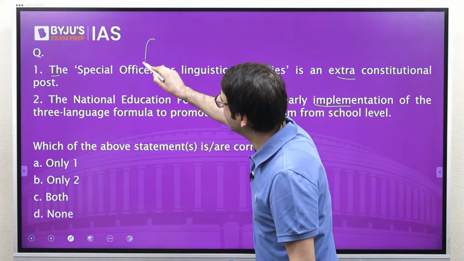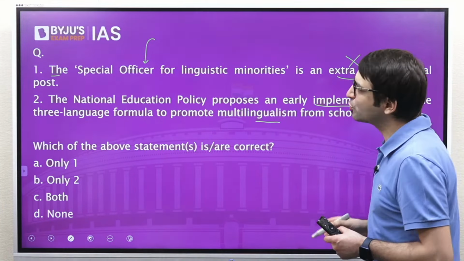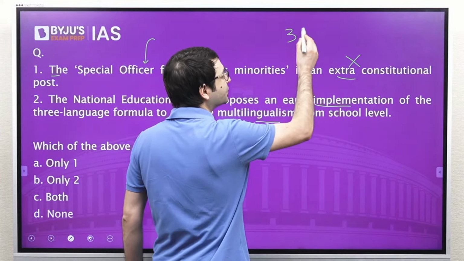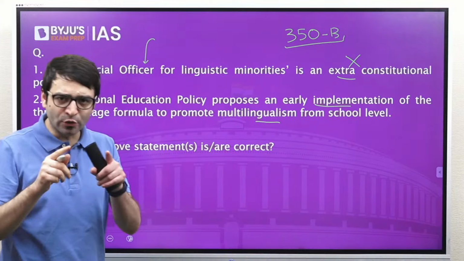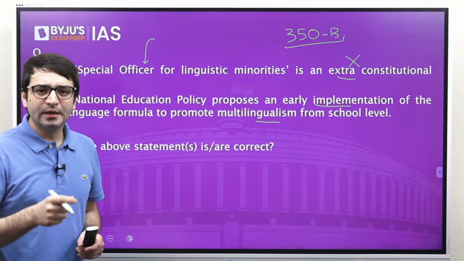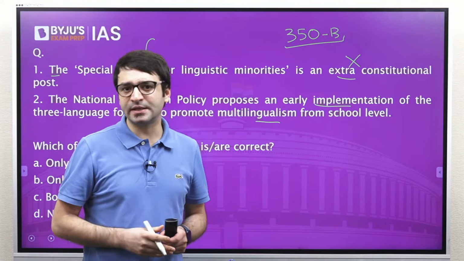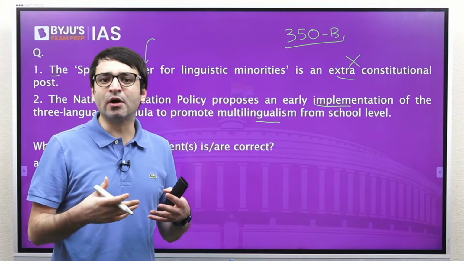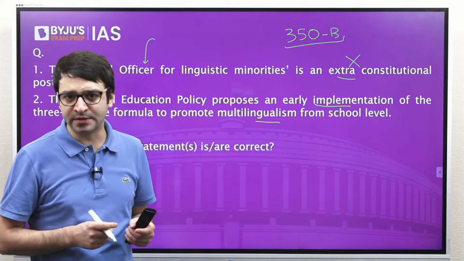But the Special Officer for Linguistic Minorities, it is basically not an extra constitutional post. In fact, it is a constitutional post. It is mentioned under Article 350B of the Constitution. But look at the other context. The year was 1956 when the states were reorganized in this country. The States Reorganization Act was passed in the year 1956, which created 14 states and 6 union territories.